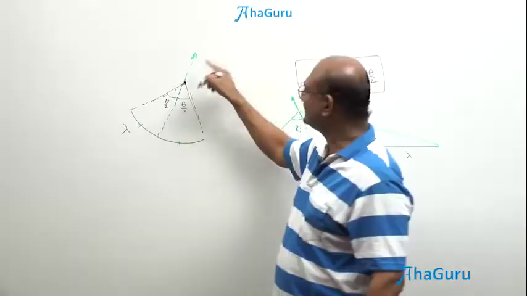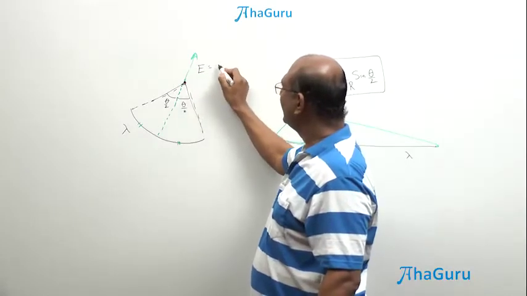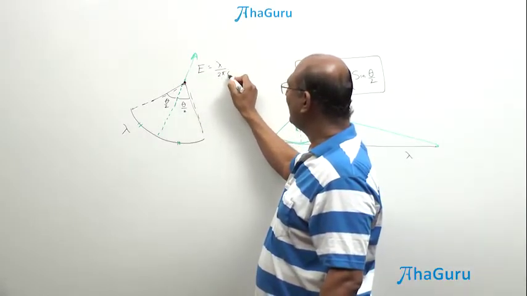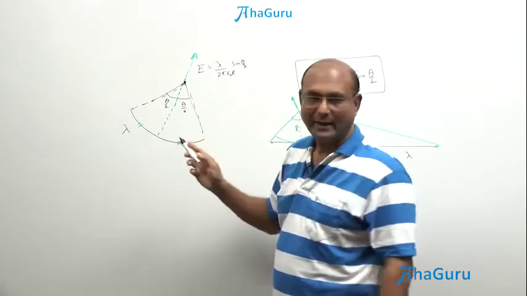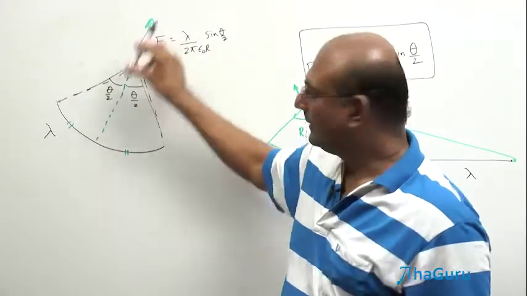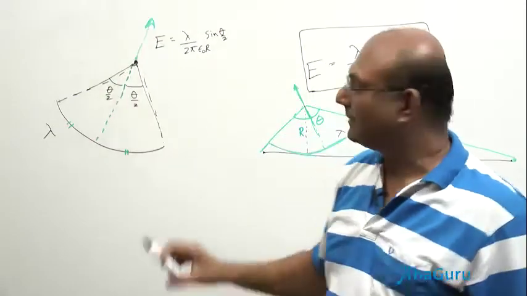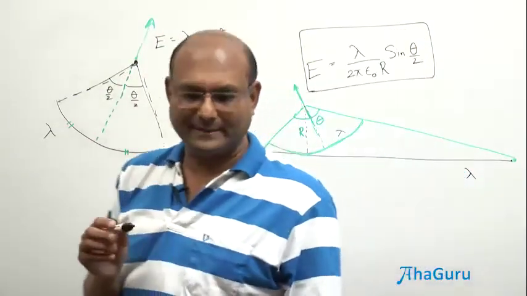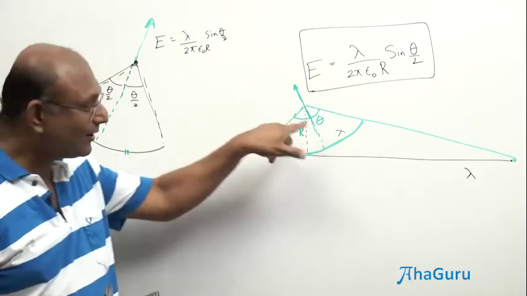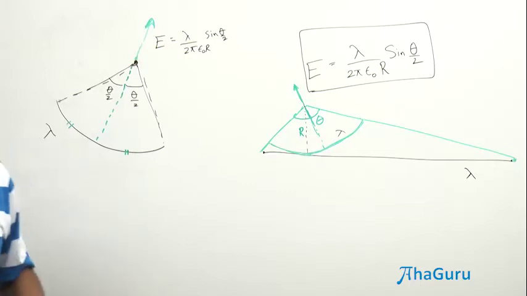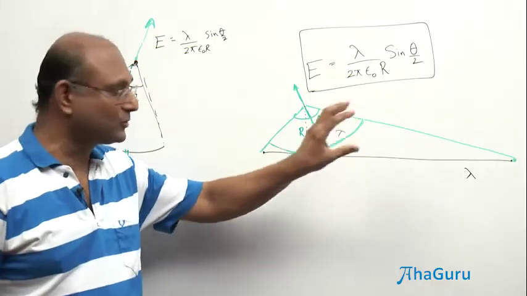Actually, it turns out for this arc, the answer is lambda by 2 pi epsilon naught r into sine of theta by 2, and it is exactly along the angle bisector. But the fact that it is along the angle bisector is easy. In this case, it's quite easy. The fact that it is also along the angle bisector here is not so obvious. So I want to mention the fact that you should keep that in mind.